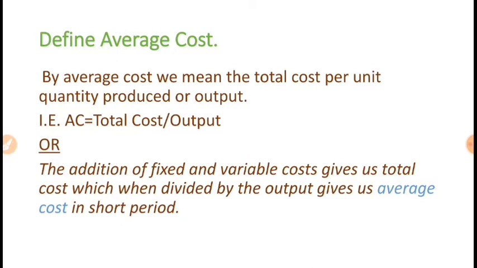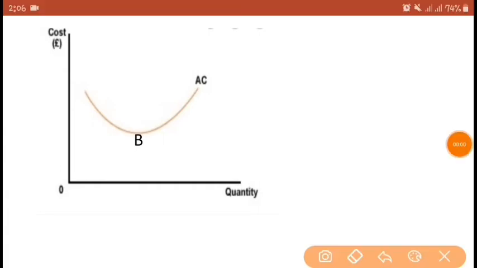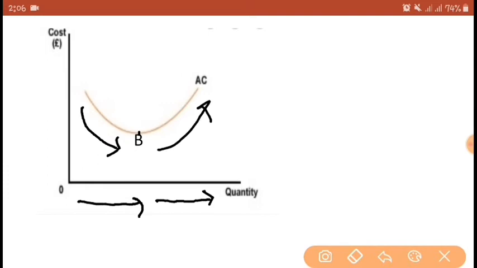So let's have a look at the figure of average cost. Here x-axis represents the quantity and y-axis represents the cost. O is the point of origin and B is the minimum point. In this figure, when the quantity produced or output increases, you can see that the average cost falls and becomes the minimum. But as the quantity of output goes on increasing, the average cost increases.